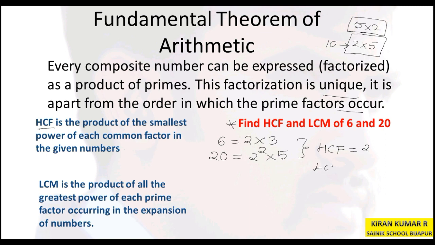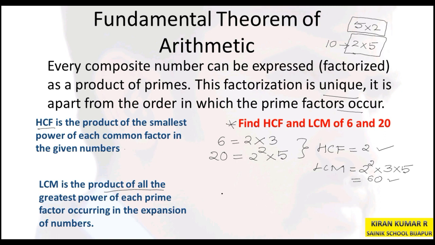Whereas the least common multiple is the product of the greatest power of each prime factor occurring in the expansion of the numbers. Therefore, here I have to consider the greatest power, that is 2 raised to the power 2 into 3 into 5, and this becomes 4 3s are 12 into 5, 60. So the highest common factor is 2 and the least common multiple is 60.